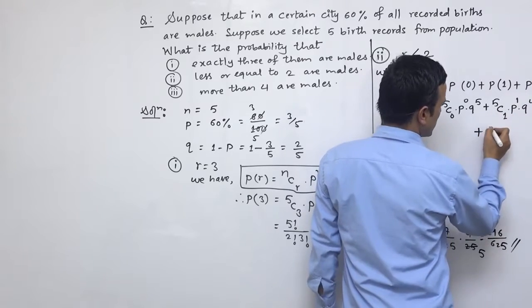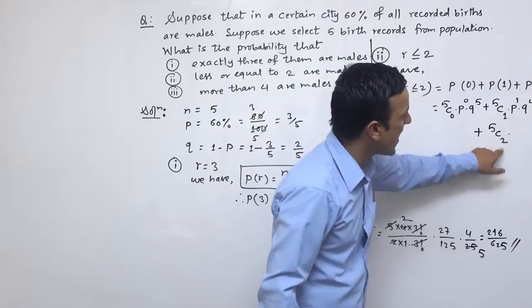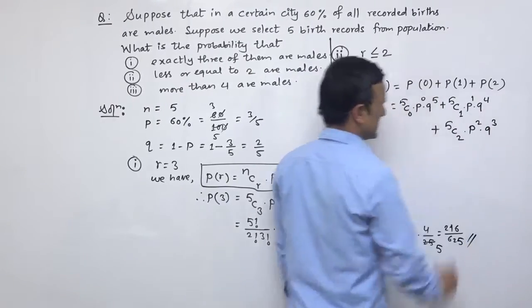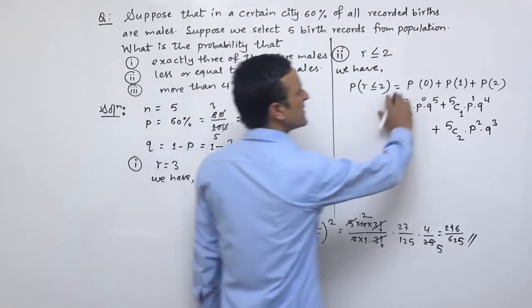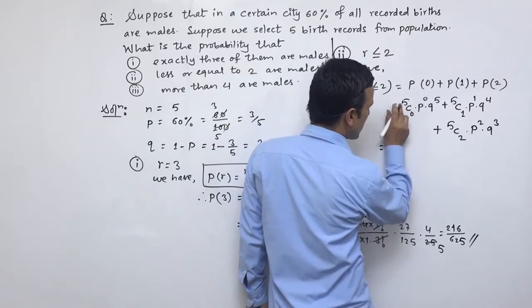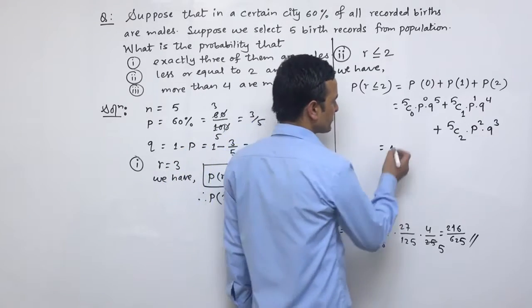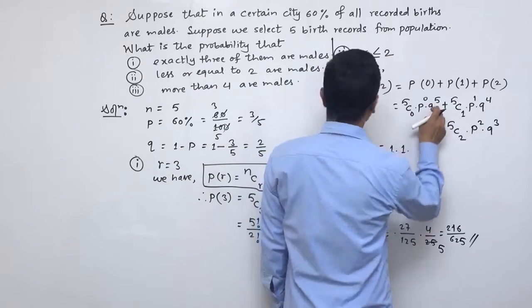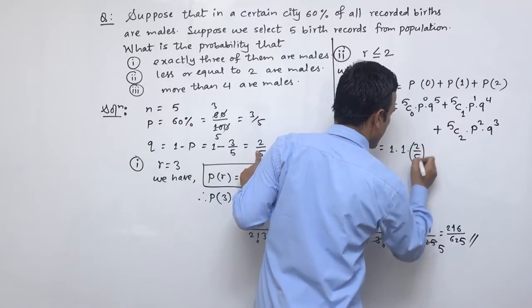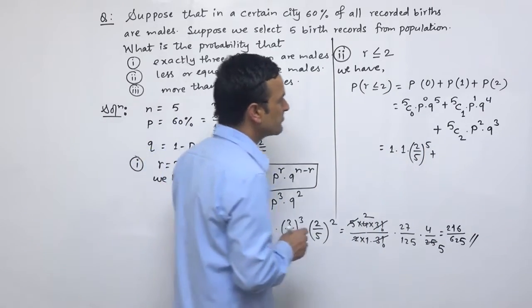Plus P2 means what? 5C2. This is R, NCR, and P power 2 and Q power 3. So this is the question by using the formula. Now if you solve it, then we get the required term. First of all, 5C0 means it is 1. Directly we can write 1. P power 0 means 1. Q means here 2 by 5, 2 by 5 to the power 5.